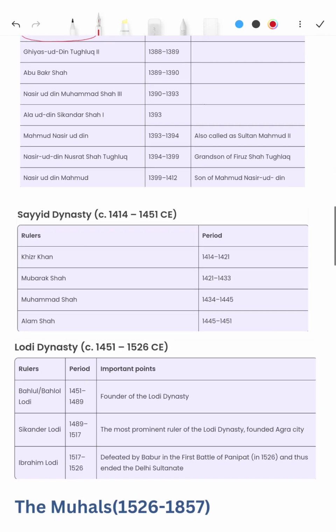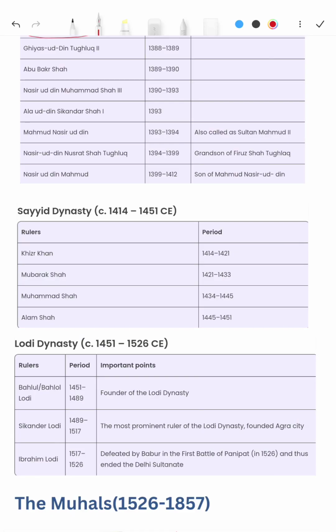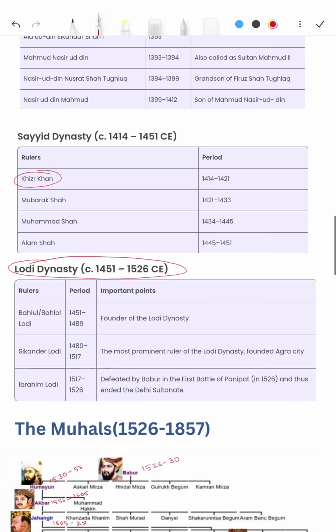Then come to the Sayyid dynasty. You can see their map from here. The founder is Khizr Khan, 1414 to 1421. Then comes the Lodi dynasty. You can see their map from here. The founder is Bahlol Lodi, and the greatest ruler of the Lodi dynasty is Sikandar Lodi.